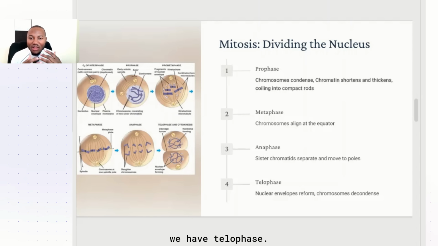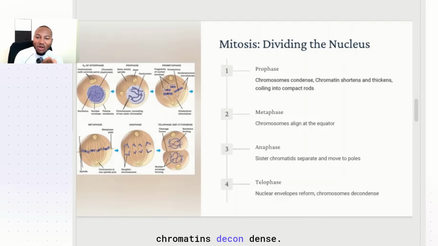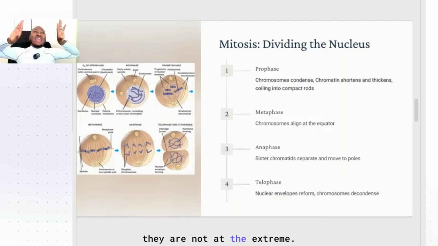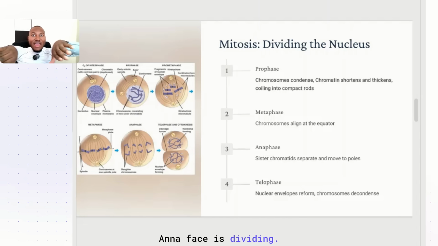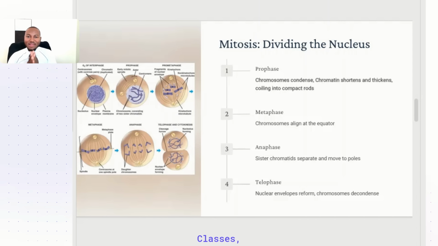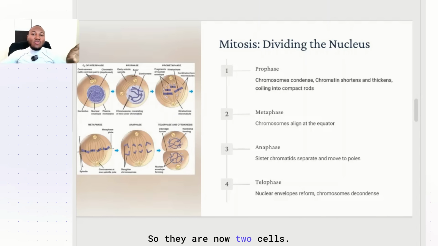At the end of the day, we have telophase. Telophase is when nuclear envelopes reform and chromatin decondenses. When they move to the different extremes, by now in telophase, they are at the extreme. Anaphase is dividing, telophase is they are now at the extreme. So all of them that carry their bag will drop their bag. So the condensed chromatin will decondense. Then after that, we build a wall, break the two classes, which is what? Cytokinesis. Cytokinesis is dividing the entire cell, breaking the cytoplasm into two. So there are now two cells.